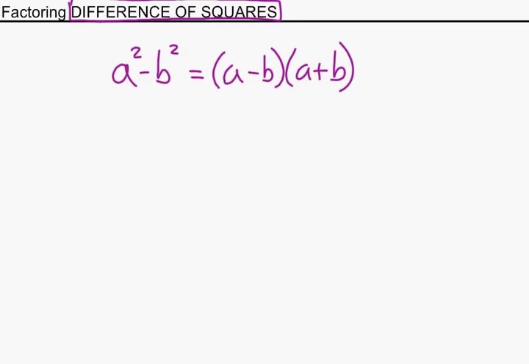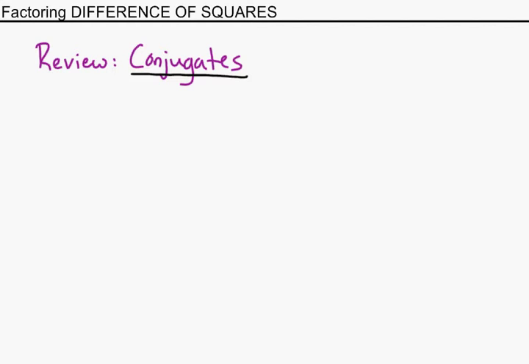But instead of looking at it as factoring by pattern, I want to look at difference of squares in terms of conjugates. Because if you can wrap your head around conjugates, it's a lot easier to go backwards and get the factored form of a difference of squares.